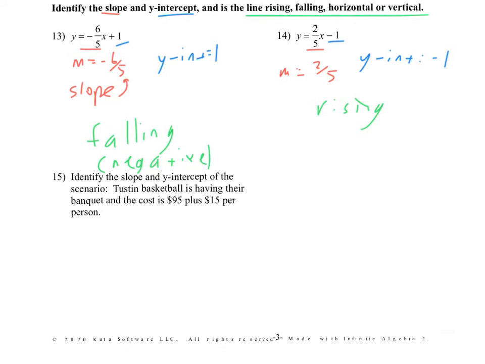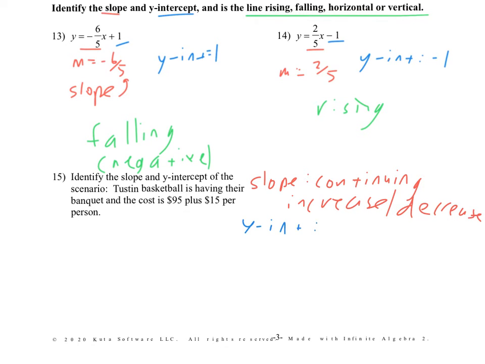All right, next up, we're going to look at these ideas in the context of a word problem. So number 15 here, we're going to find the slope and the y-intercept. Now, on a word problem, the slope is always the continuing increase or decrease, whereas the y-intercept is always the beginning amount, the starting amount, and very often it's a one-time thing. The slope is kind of over and over and over again, and the y-intercept is the one-time thing.